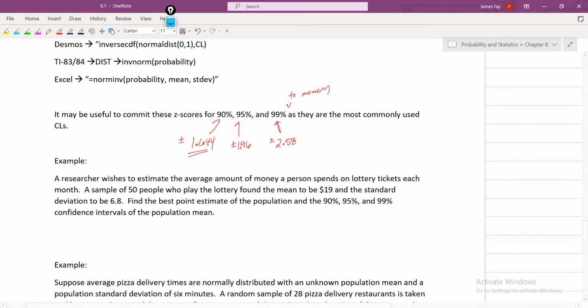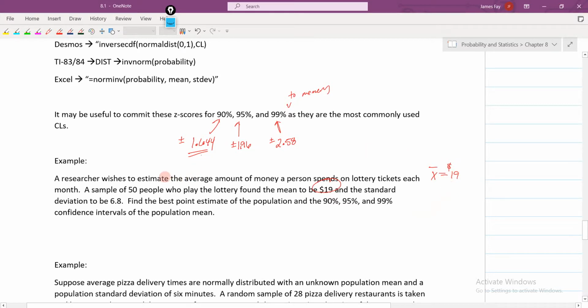So they sample 50 people who play the lottery, found the mean to be $19 and the standard deviation to be 6.8. So find the best point estimate of the population mean and the 90%, 95%, and 99% confidence intervals of the population mean. When it says find the best point estimate, it's this right here. That's my X bar, my sample mean, 19 bucks. That is my point estimate.